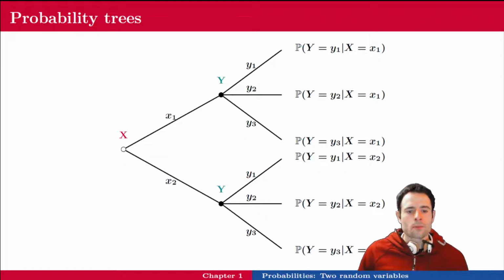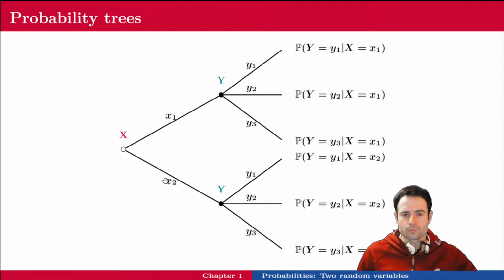Now, probability trees are going to look like this here. We start on the left and we go to the right. X, first of all, can take two values. We saw that it can be equal to x1 or to x2. Now, after that, here we have y that can either be equal to y1, y2, or y3.